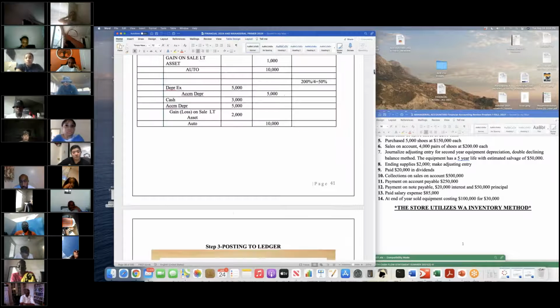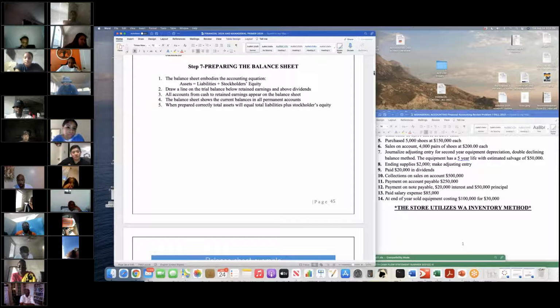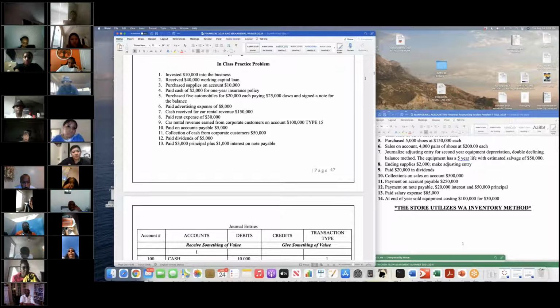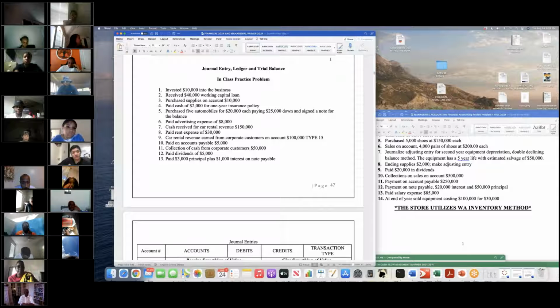So you said pretty much always make two journal entries because you're always going to have two accounts, right? You make one journal entry, and there's always two accounts. When you make one journal entry, there's always two accounts. Two things are happening. You're giving something of value, and you're receiving something of value.